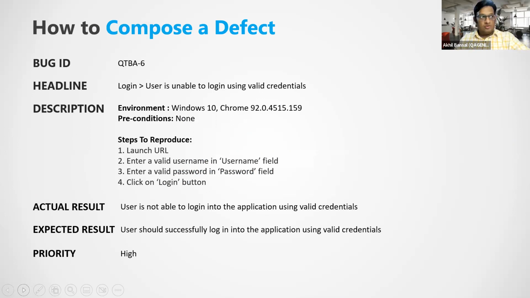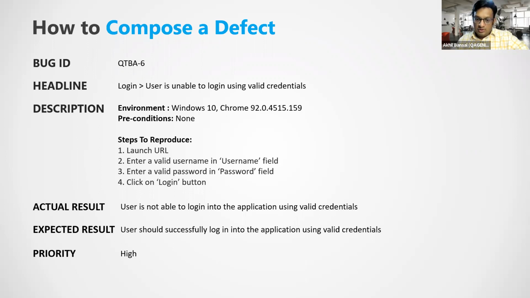Okay, so how do we compose a defect? Like what we saw yesterday, how we created test cases, this is how we are composing a defect. Once you have executed the test case, you come to know that yes, my actual is not matching with my expected. Now this is a defect for which I have to log a defect. Now, when you log a defect, there can be multiple ways of logging a defect.